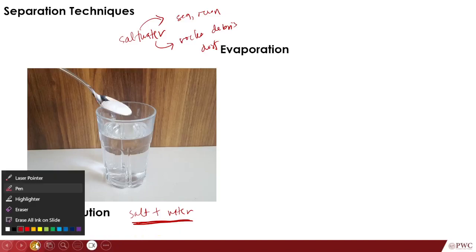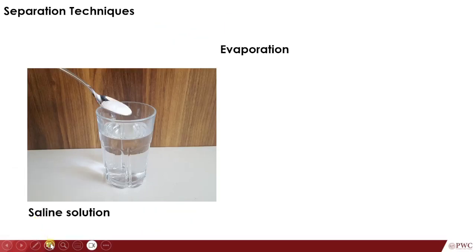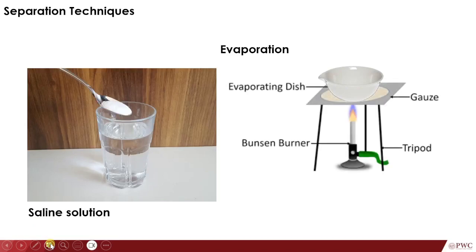So how do we separate this? We can do evaporation. We could place this on an evaporating dish and then we just boil this. Here, the differences in the boiling point can be used. Of course, the boiling point of water is 100 degrees Celsius. And the boiling point of salt actually is 1413 degrees Celsius.